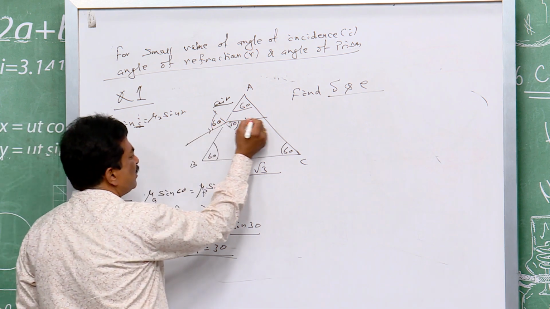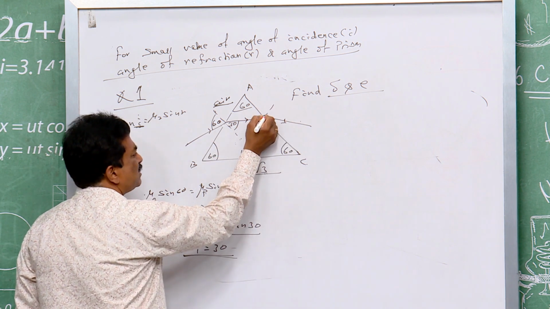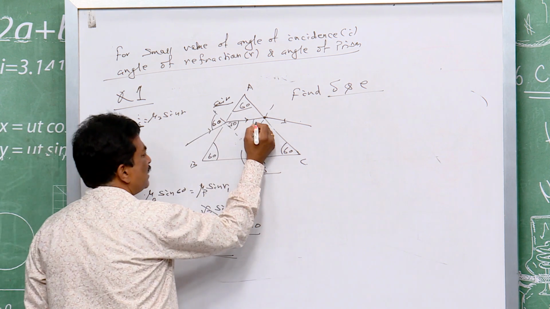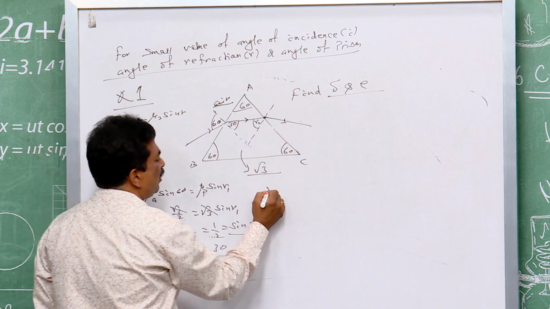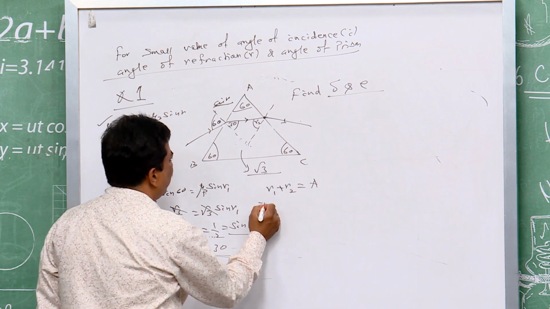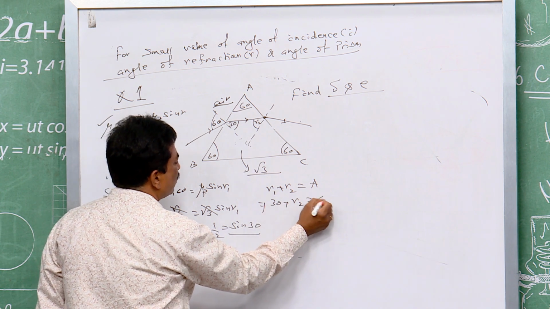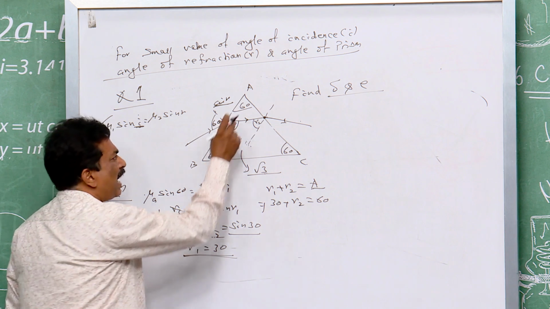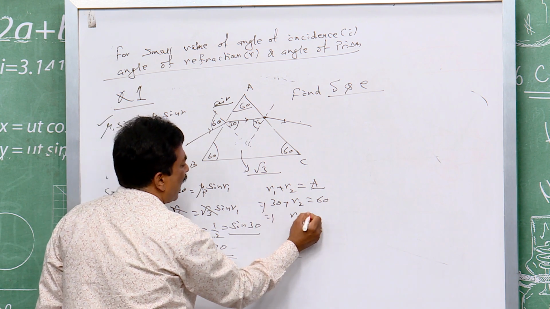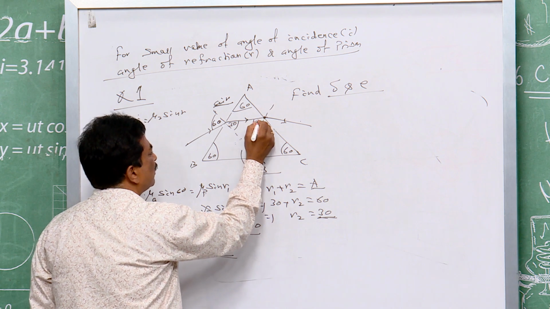Again, there will be the emergent ray. This is the emergent one, and this is the normal. Again the refraction takes place here, and this angle is R2. For a prism, R1 plus R2 is equal to A. If R1 is equal to 30 and A, the angle of the prism, which we already took as 60, then R2 is equal to 30. So this R2 value now comes here as 30.